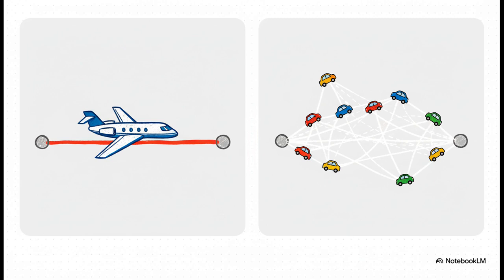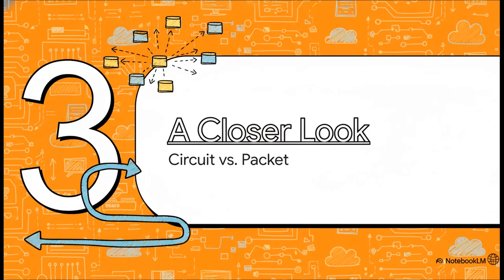Then, on the other side, you have packet switching. This is way more like a convoy of cars. You break your cargo up into a ton of small cars and each one independently finds its own way through traffic to get to the final destination. So, the private jet versus the convoy of cars. They're fundamentally different approaches, right?